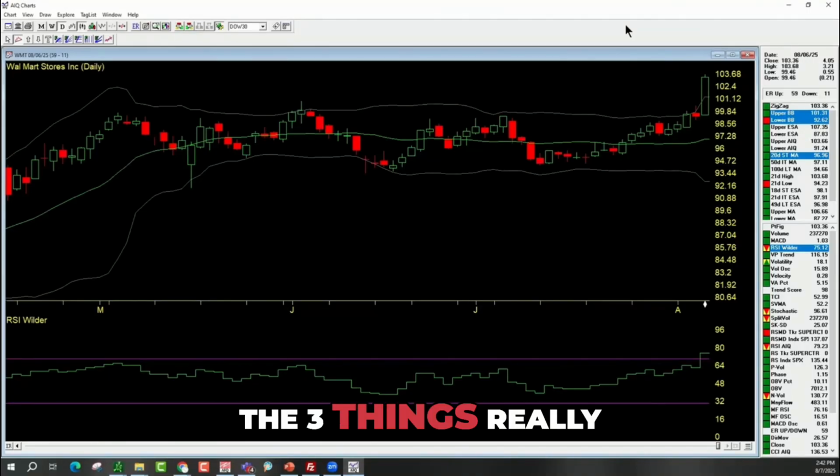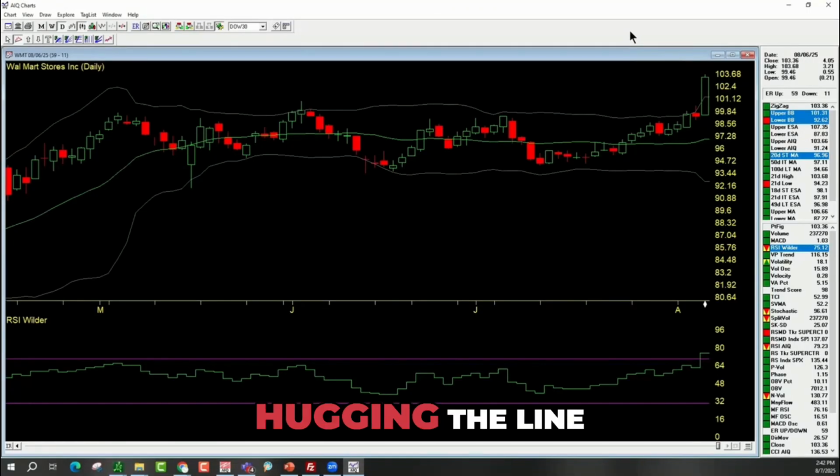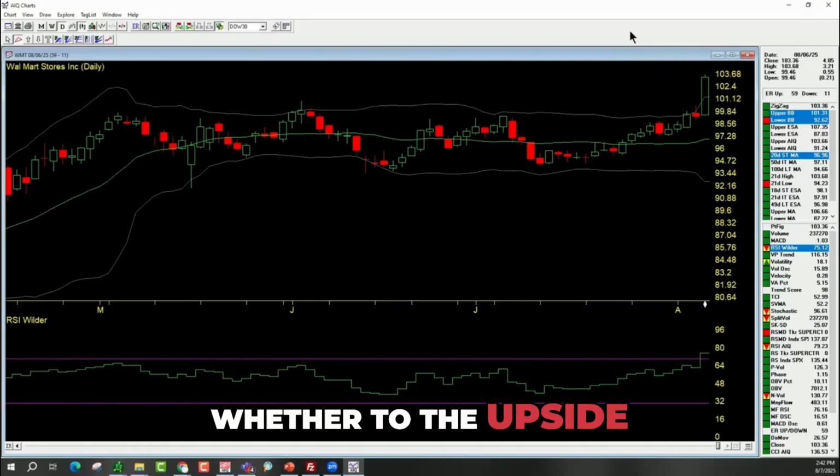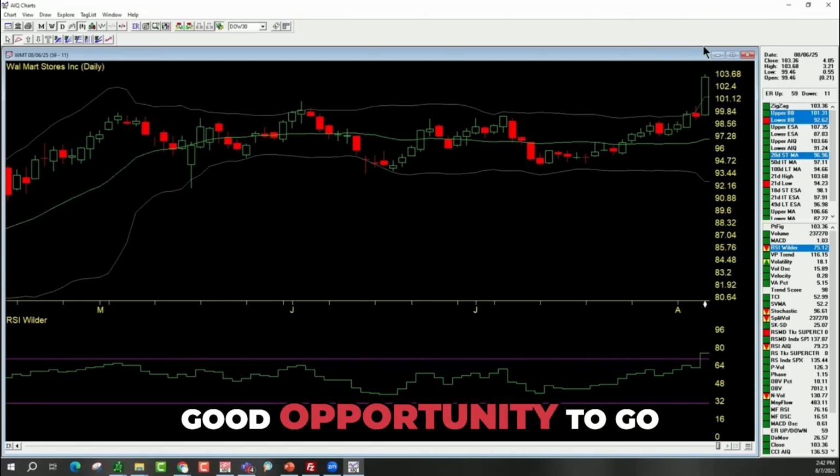So that's it, the three things really. We look for the squeeze, we look for hugging the line, whether to the upside or the downside, to buy into a trend, and of course the reversion when it's a big blowout. Waiting for it to come back through the line there is a good opportunity to go short.